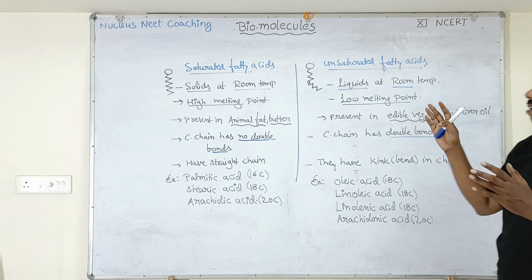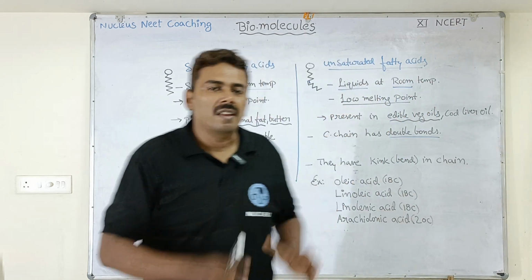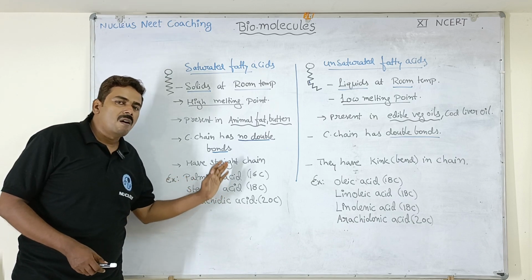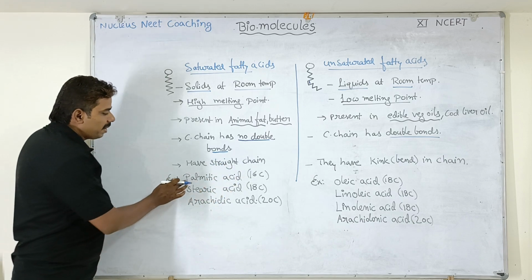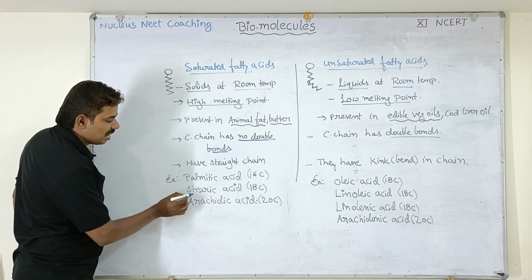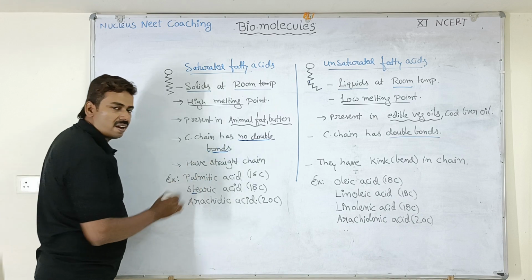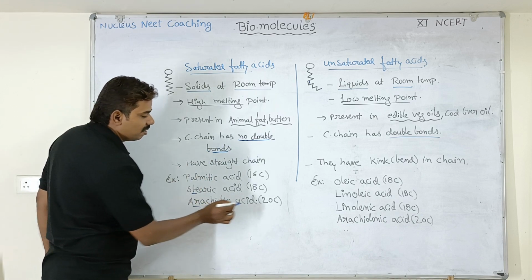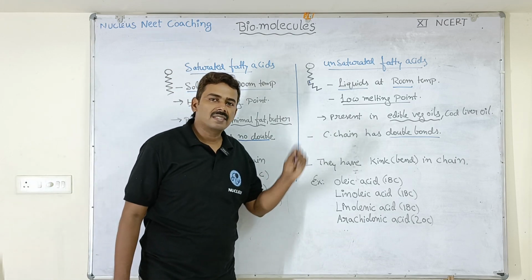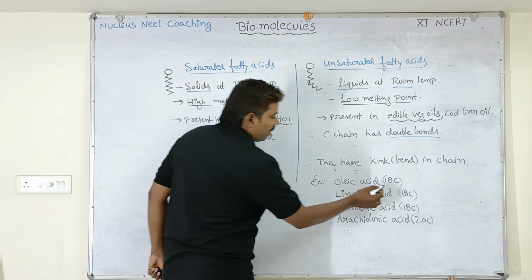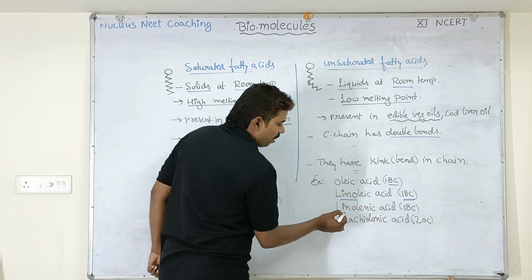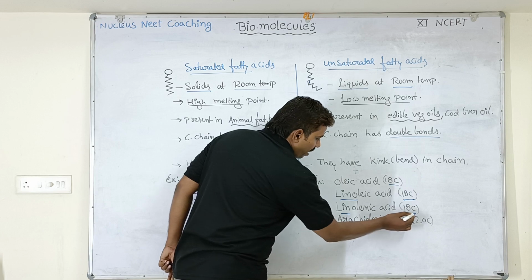Examples of saturated fatty acids are very important for your NEET examination. I have represented here the examples along with the number of carbon atoms. Palmitic acid, present in animal fat, has 16 carbons. Stearic acid is an 18 carbon fatty acid. Arachidic acid is a 20 carbon fatty acid. Next, let us move on to unsaturated fatty acid examples. Oleic acid, 18 carbon; linoleic acid, 18 carbon; linolenic acid, 18 carbon.